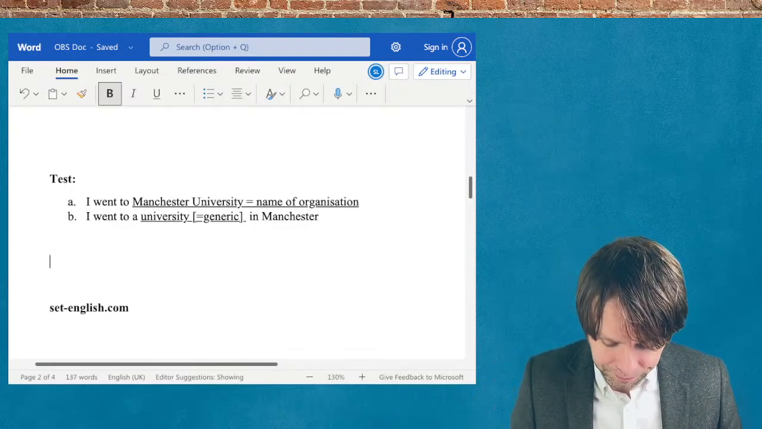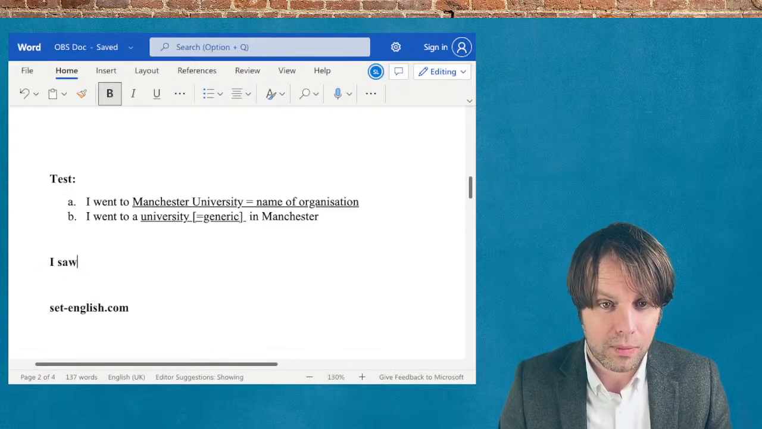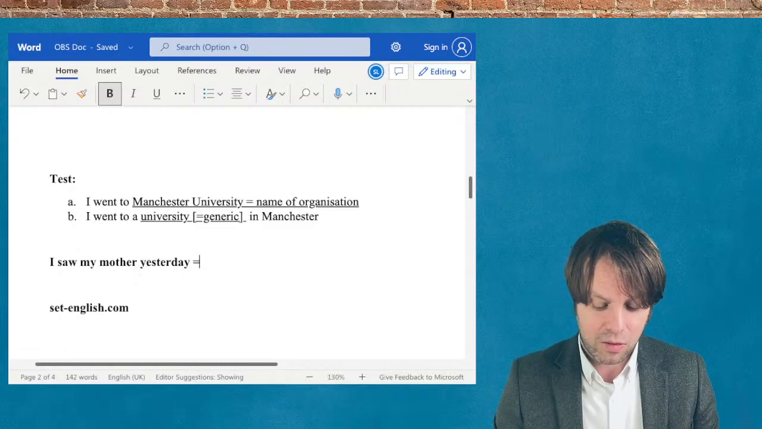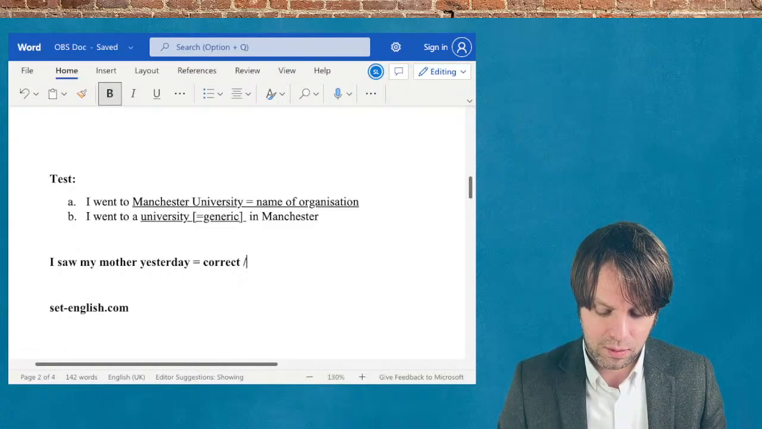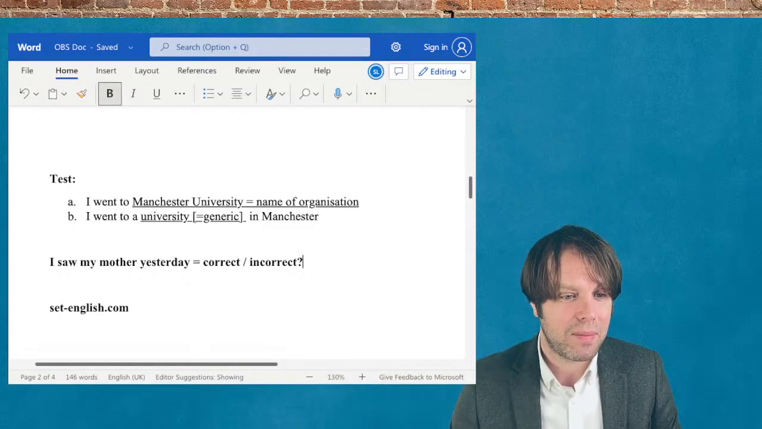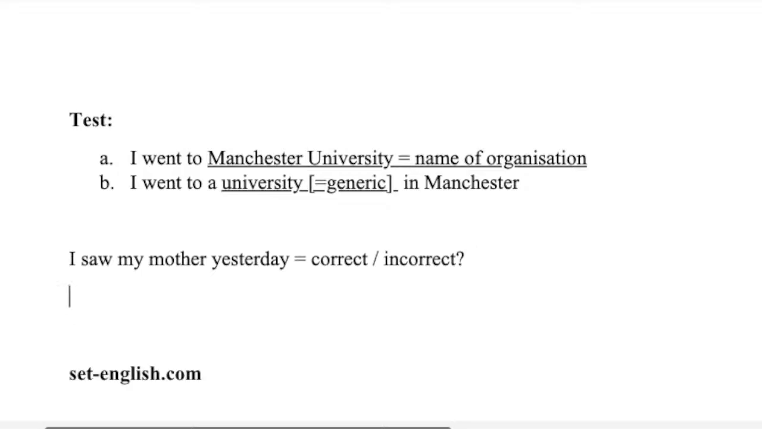Okay, next test. What about this? I saw my mother yesterday. Is that correct or not correct? Have a think about it, guys. Correct or not correct? What do you think? Should there be a capital? Should there not be a capital? I saw my mother yesterday. Think very carefully about this. Is there a name here or not a name?